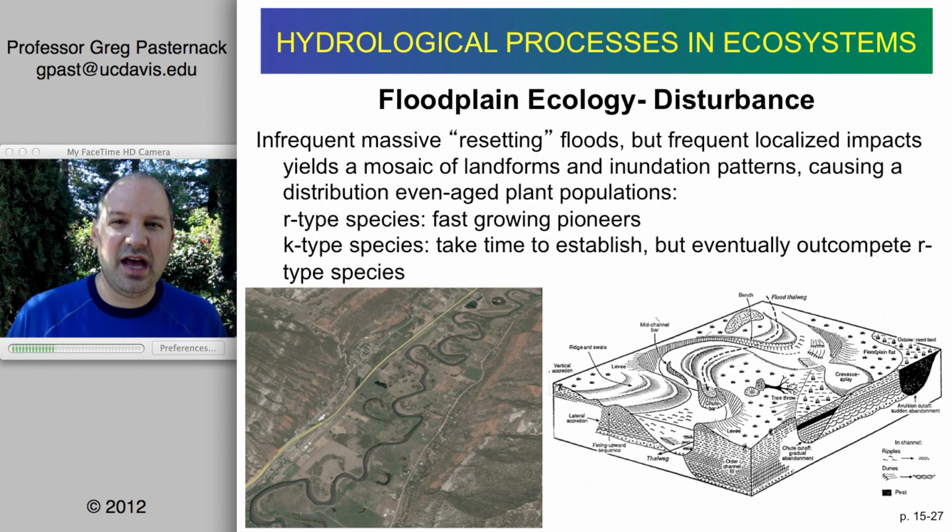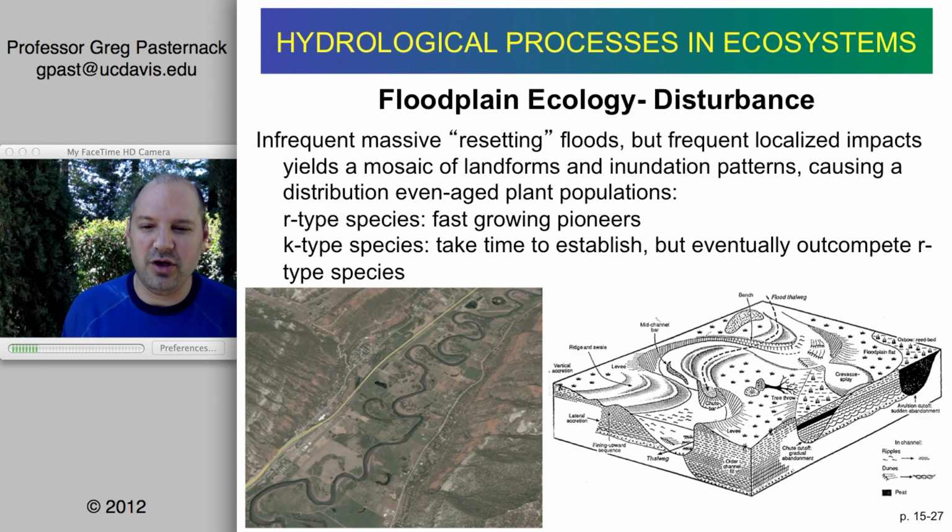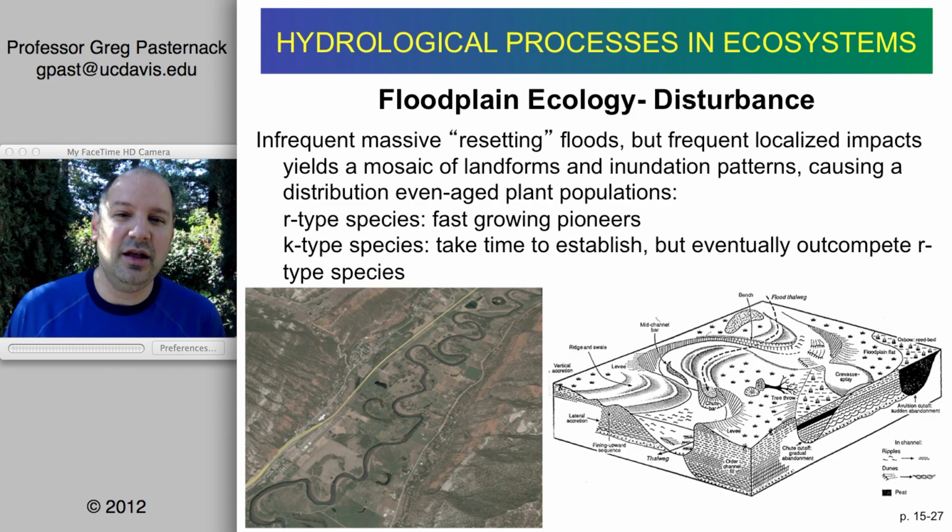Well, disturbance is a theme that we've been talking about all quarter long, and it's very, very important on a floodplain. If you go onto an aerial photo like Google Earth or something like that, and you look at anywhere in the landscape where you have a river, you're going to see the evidence of disturbance. You just have to learn to look for that.